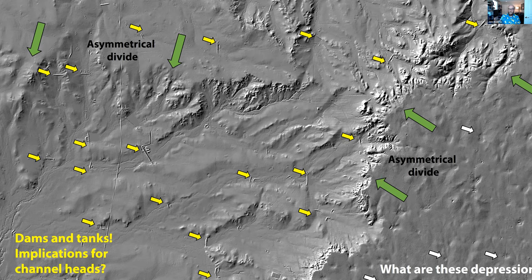So when we look at the landscape like this, we don't just say, oh, we know now where the drainage networks are, we know what the drainage divides are, but we can start asking questions about what is the implication of the fact that every single channel head in this landscape has been interrupted by a dam? What is the implication for these asymmetrical divides? High resolution topography gives us the ability to better quantitatively query the landscape and do computations and analysis on it, but also formulate ideas or hypotheses that we'd then go out and test about what processes are actually active.